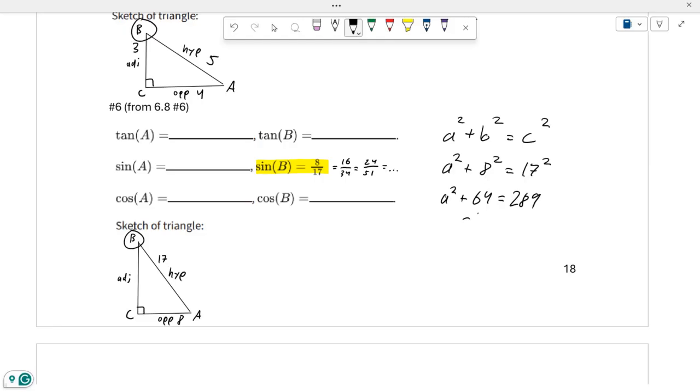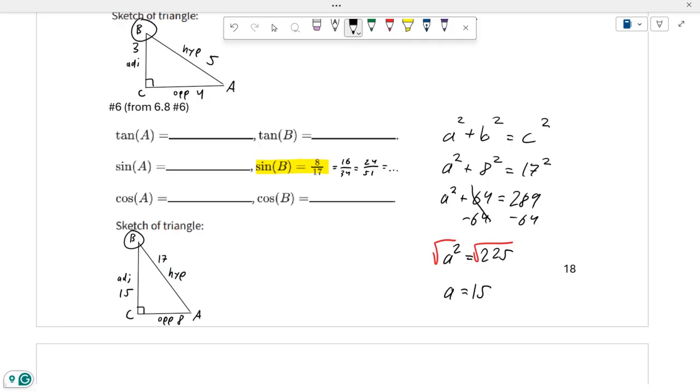I want to get A by itself, so we're going to subtract 64, that cancels, and so we've got A squared equals 289 minus 64 is 225. I want to get A by itself, so I take the square root. A equals, we do not need the plus minus because we're talking about the side length of a triangle, and the square root of 225 is 15. So I'm going to label this as 15. And we now have all the information we need in order to finish out this problem.